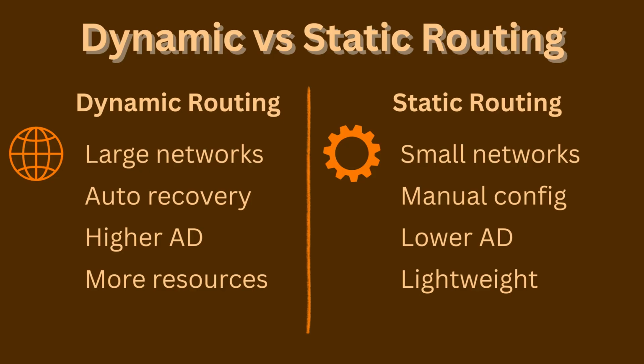memory. It also uses higher administrative distances than static routes, meaning it's not always the first choice if both are available. On the other hand, static routing shines in smaller networks. It gives you full control, is simple, reliable, and places very little demand on your hardware. Static routes also have a lower administrative distance, so they take priority by default. But the downside is, if something breaks, you'll need to manually update the routing table.